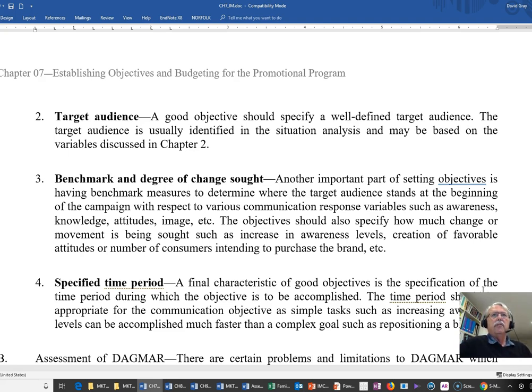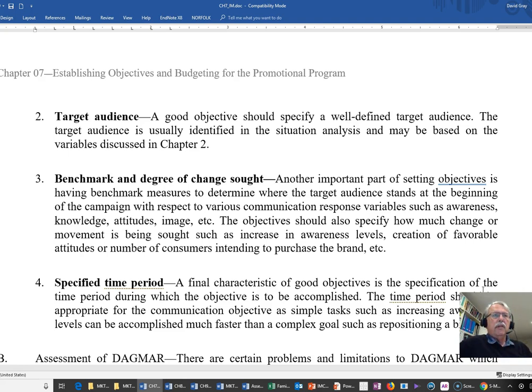What kind of change do I want to see happen? Do I want to see an awareness level increase from 50 to 70%? Do I want to see the level of trust in the organisation go from a 3.5 to a 5? Do I want to see the overall reputation of the organisation go from X to Y? So the objectives need to specify how much change or movement is being sought.